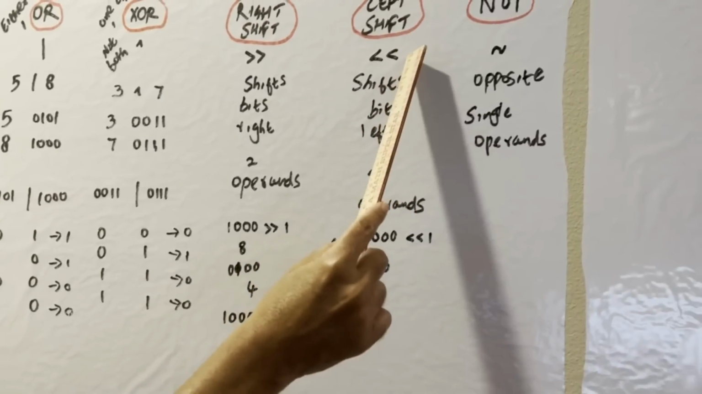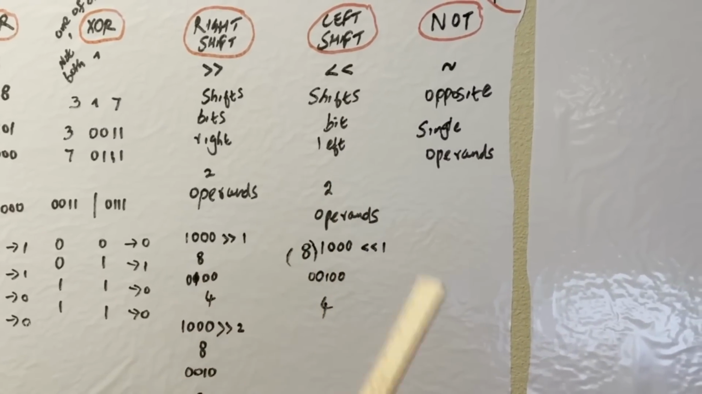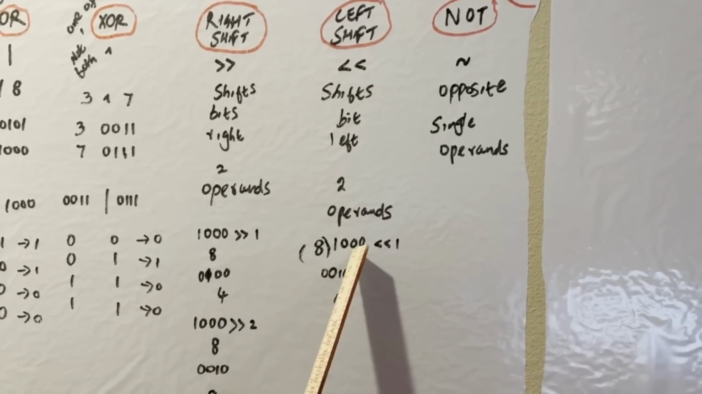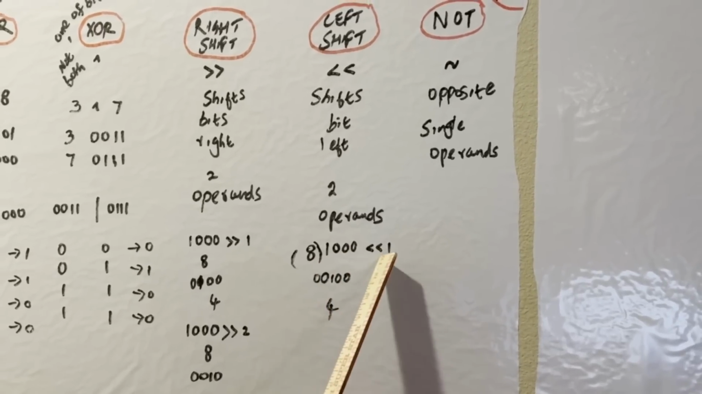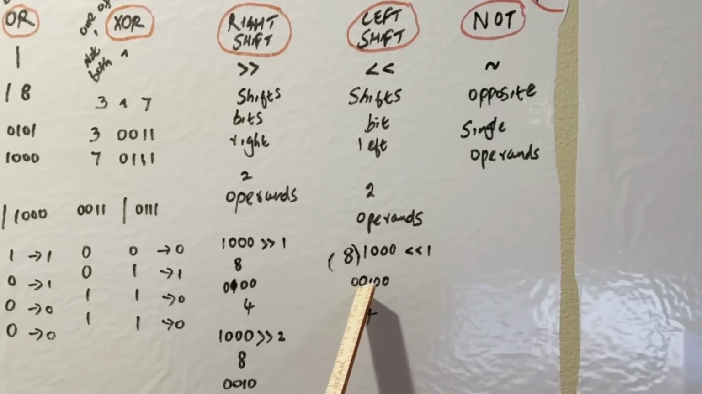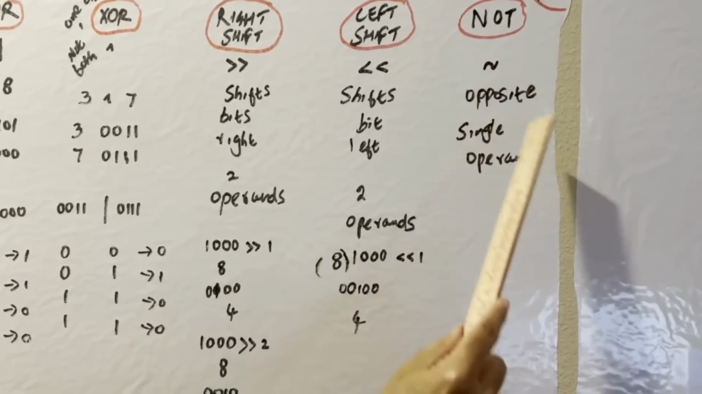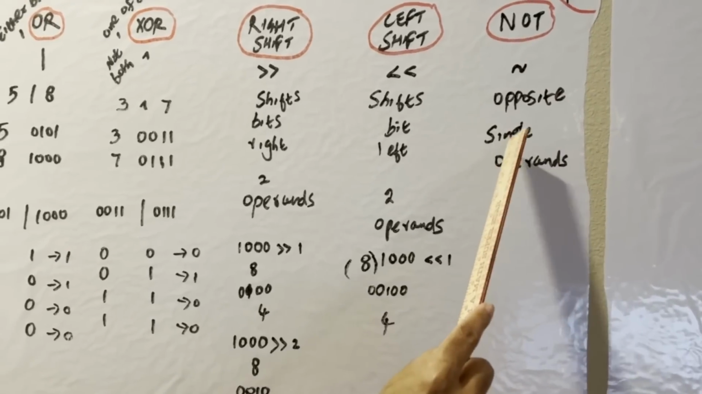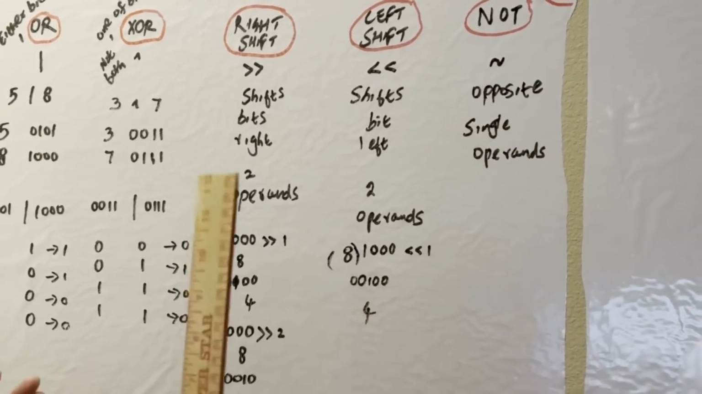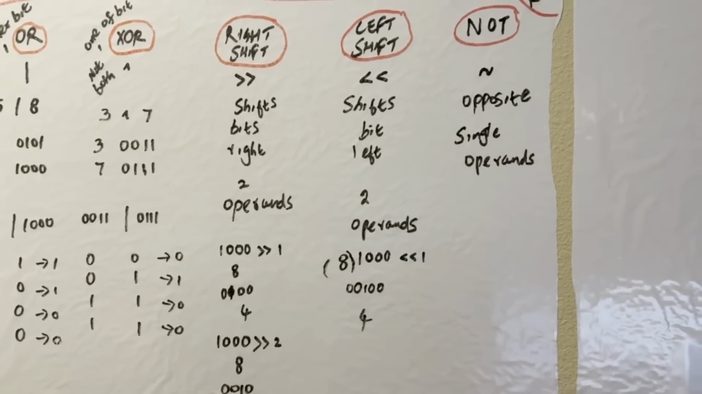Same concept for left shift: you are shifting bits left, with 2 operands. For example, 8 shifted by 1, what will become 0 will come here. NOT is by this symbol, the opposite. It has only a single operand. NOT of something, for example, NOT of 0 will be 1, NOT of 1 will be 0.